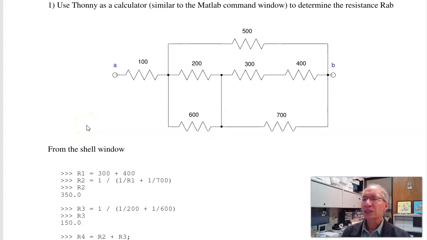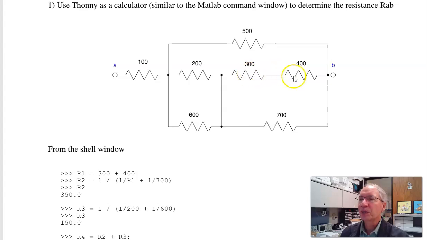The problems here give you an idea, a little bit of practice using Python, solving some engineering problems. If you go to the shell window, it looks like the command window in MATLAB. You can type in numbers and use it basically like a calculator. So for example, let's use Python to find the resistance between A and B. I need to look at resistors in series and parallel.